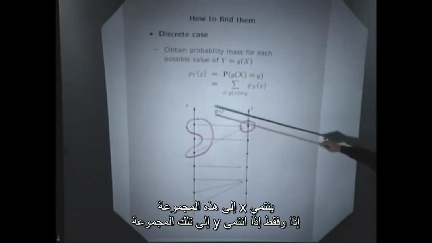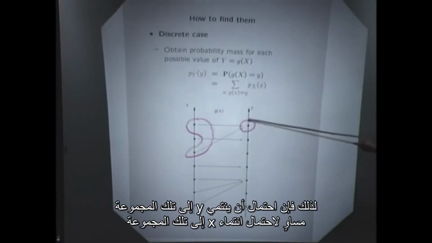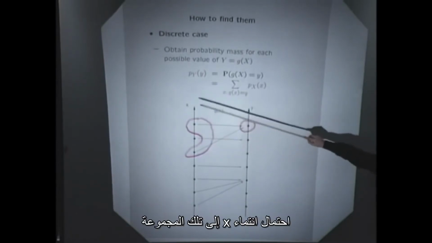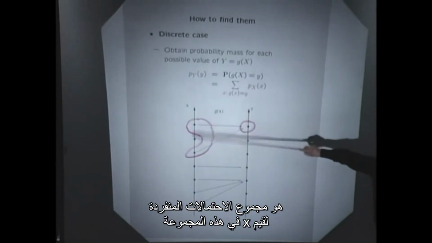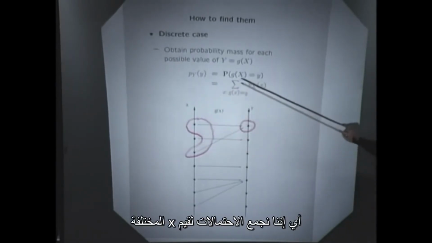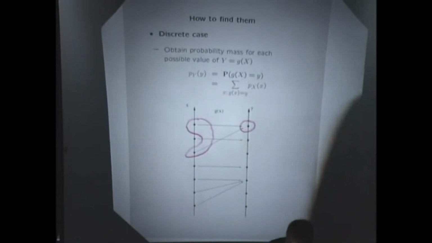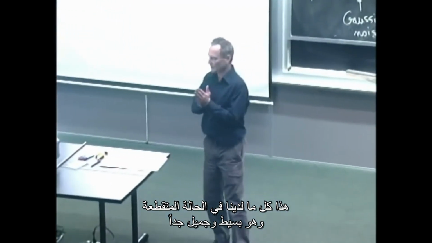So we identify this event in the y space with that event in the x space. These two events are identical. x falls in this set if and only if y falls in that set. Therefore, the probability of y falling in that set is the probability of x falling in that set. The probability of x falling in that set is just the sum of the individual probabilities of the x's in this set. So we just add the probabilities of the different x's, where the summation is taken over all x's that lead to that particular value of y. Very good. So that's all there is in the discrete case. It's very nice and simple.